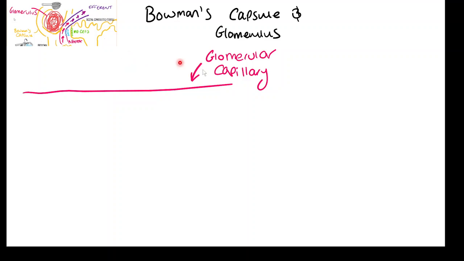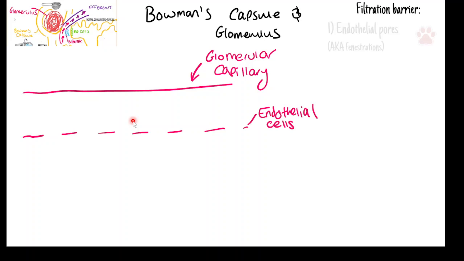Imagine you have your glomerular capillary here. On this side, you have your endothelial cells. Endothelial just means that they are the cells that make up the capillaries. However, in the kidney, that's kind of special. They have these little gaps between them, and they're not huge gaps, so you're not going to get really large stuff coming in. These gaps are endothelial gaps, and they're called fenestrae or pores.